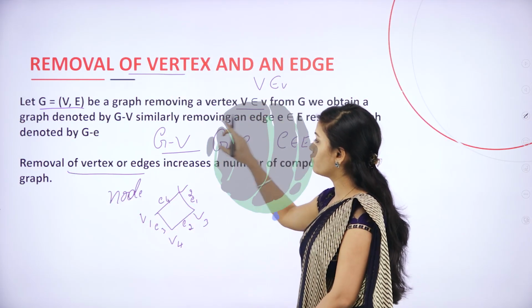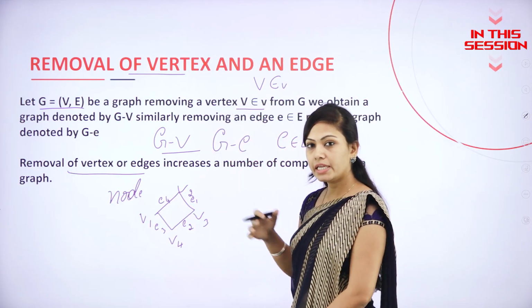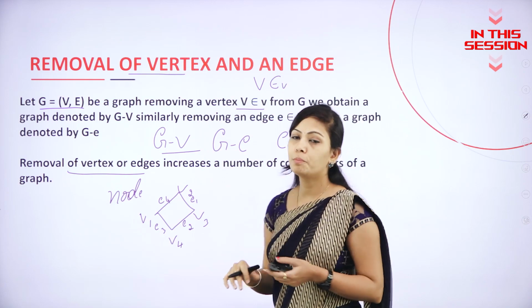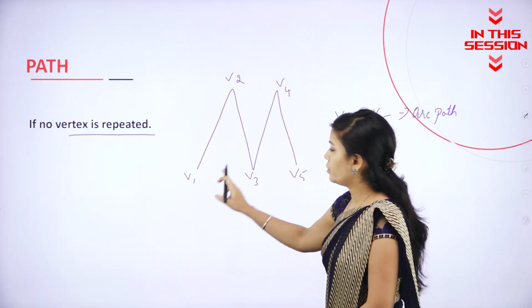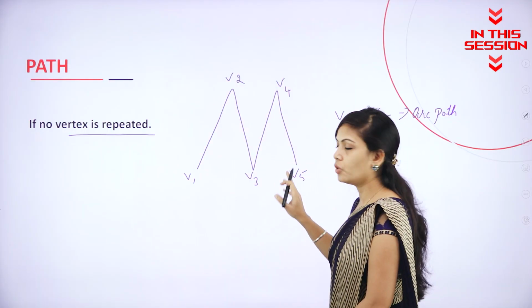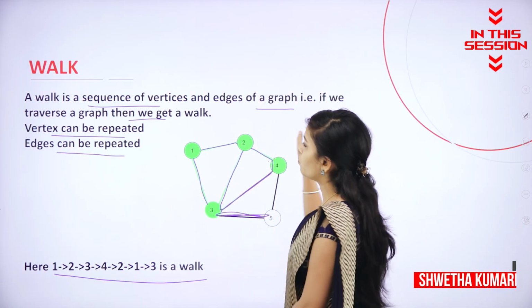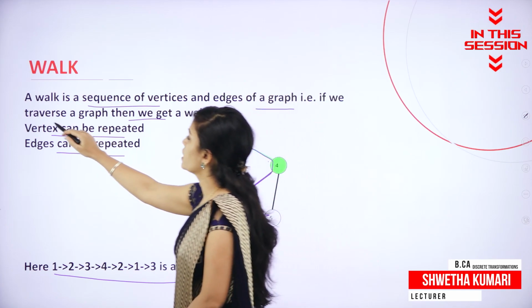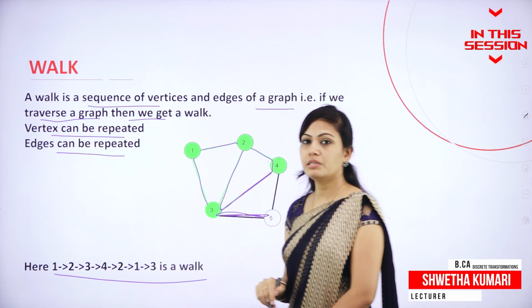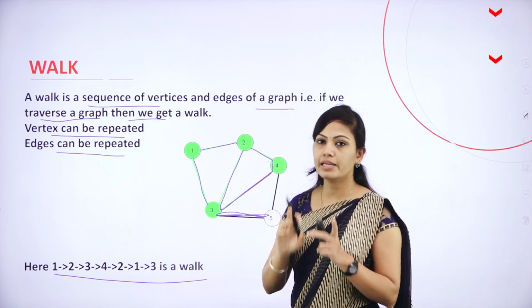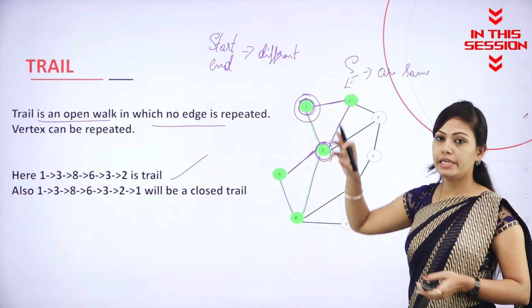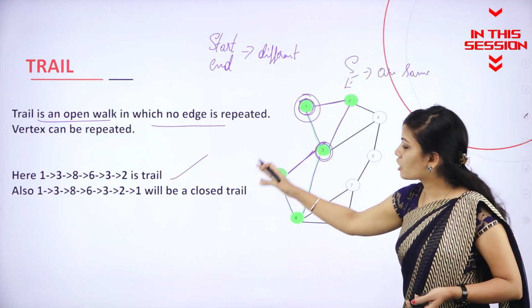So this removal of vertex and edges increases the number of components of a graph. V1 and V5. There is no vertex repeated in a path. Every node exactly once, you have to traverse a graph. Traversing means visiting each and every node exactly once. Starting vertex and ending vertex are the same means it is a closed tree.